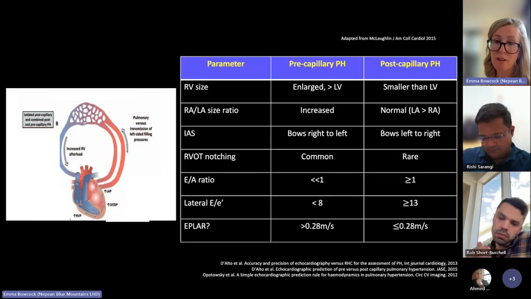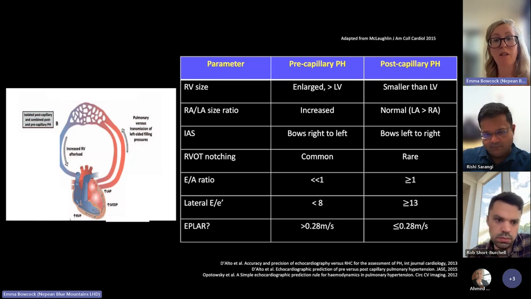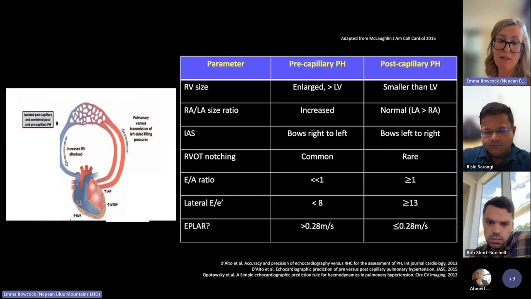But there are some echo features that can give us a clue, increase our suspicion about who might have pre-capillary pulmonary hypertension. And for the sake of time today, guys, I am going to skip through this, but we'll do another session on it, and I'll show some cases that have gone on to have right heart cath or a PA catheter in our unit, and we've confirmed pre-capillary pulmonary hypertension.